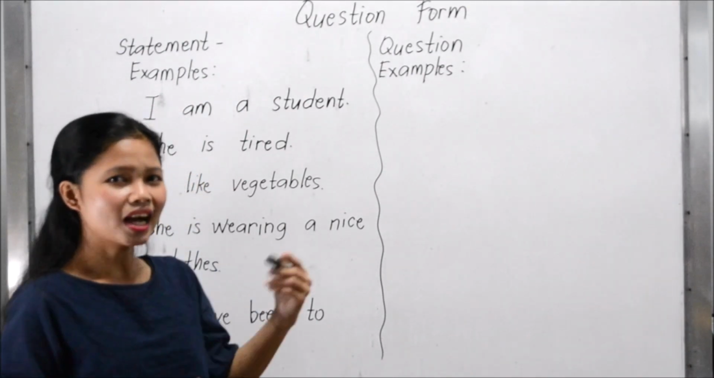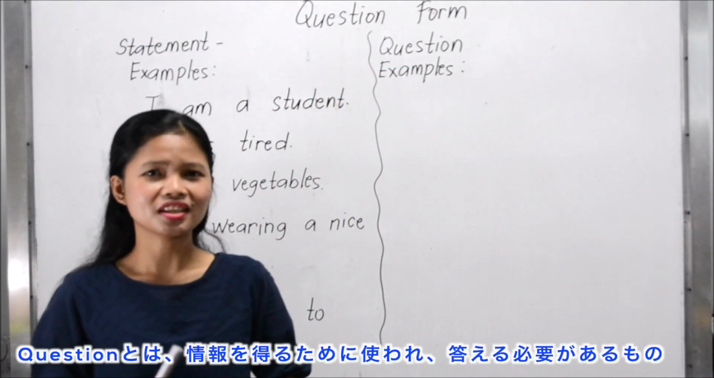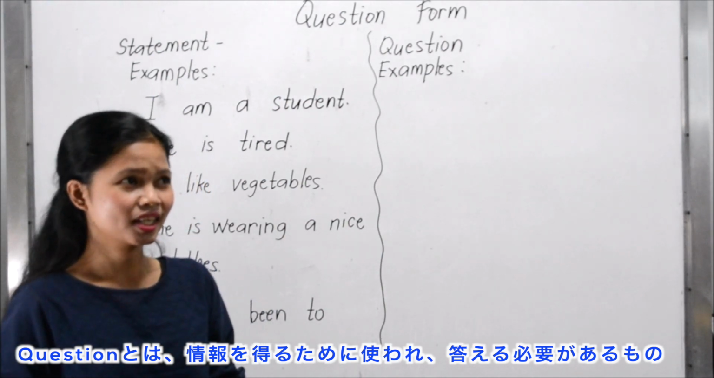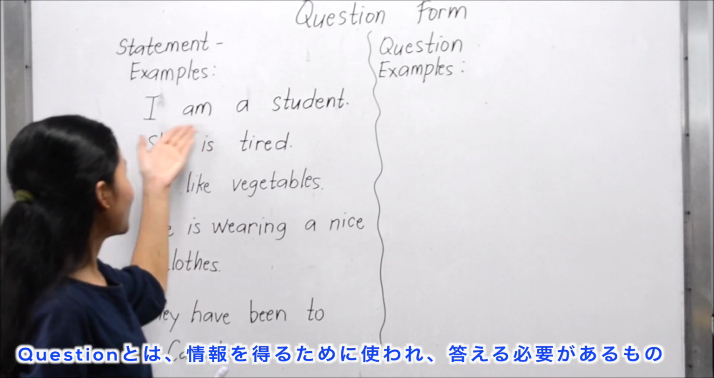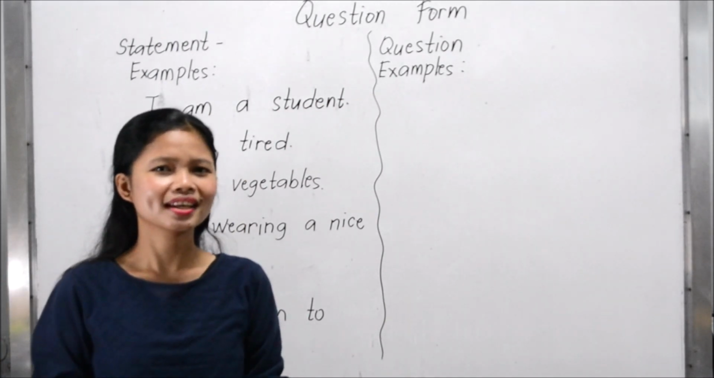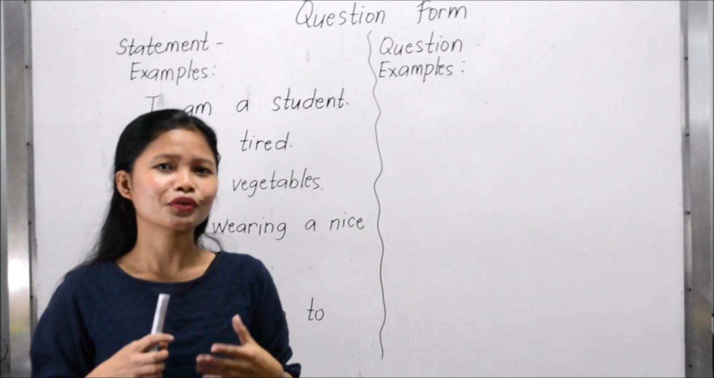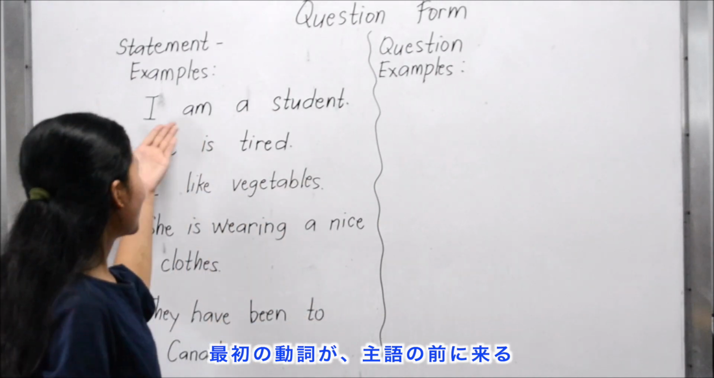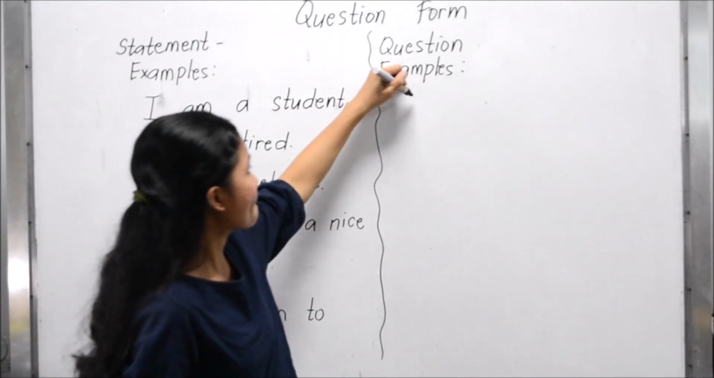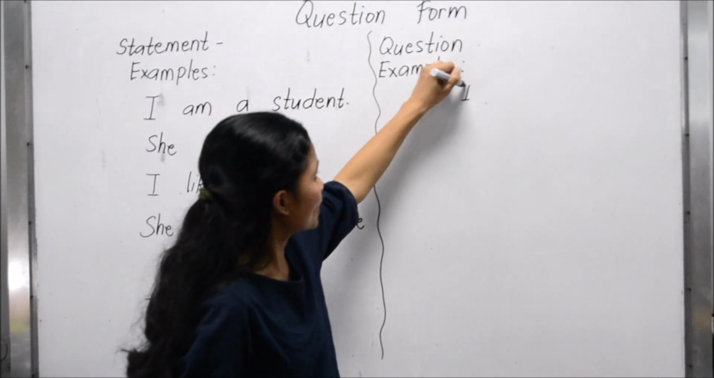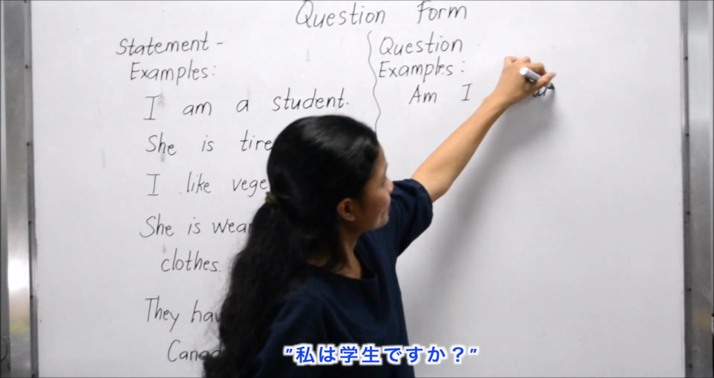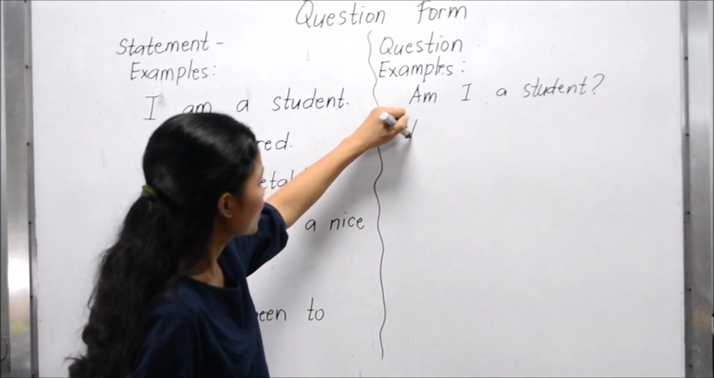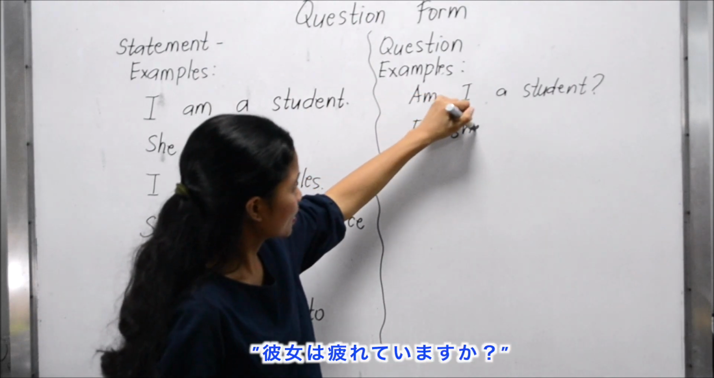Now, how about question? A question is used to find out information and needs to be answered. Let's say for example, I am a student. In question, it's very easy. The first verb is before the subject. So I am a student becomes: am I a student? Next, she is tired. It becomes: is she tired?